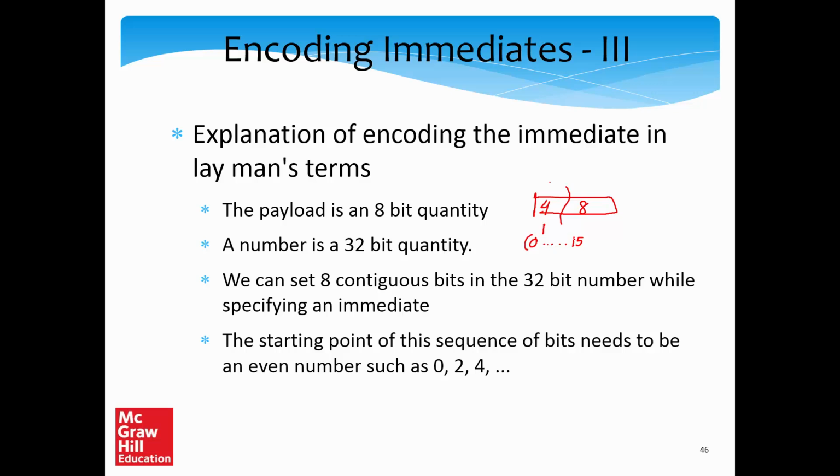Since in general we'll not place numbers at odd positions, starting at odd positions at least, ARM says that multiply this by 2. So numbers will be of the form 0, 2, 4, 6, 8 till 30. So you take this 8-bit number and place it at any of these positions by right rotating it. So the starting point of this sequence is an even number, and ARM gives us some amount of flexibility to do this.